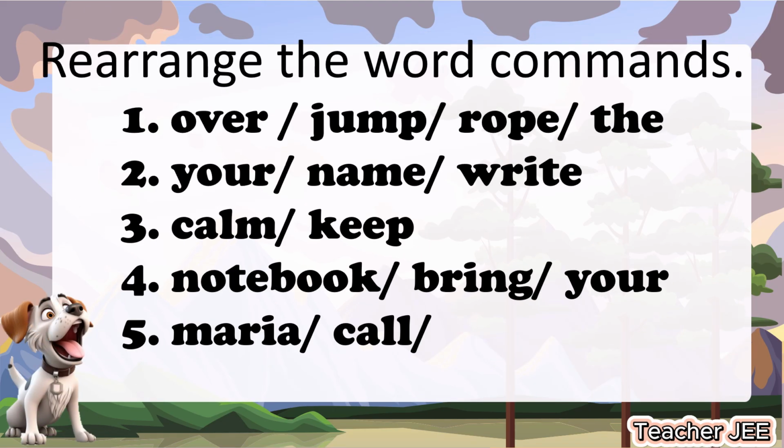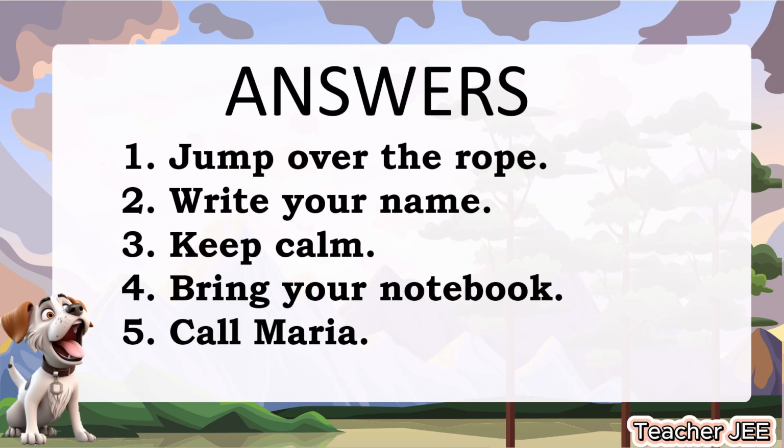Rearrange the word commands from 1 to 5. Pause the video to answer and just proceed or play it again once you're done. These are the answer keys. So for number 1, it should be jump over the rope. Number 2, write your name. Number 3, keep calm. Number 4, bring your notebook. Number 5, call Maria.